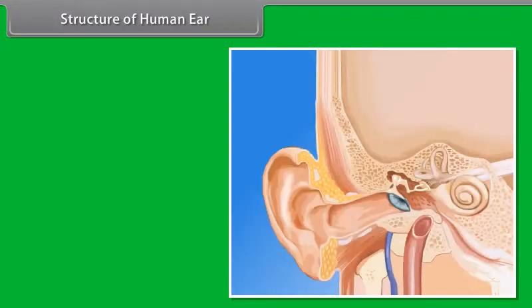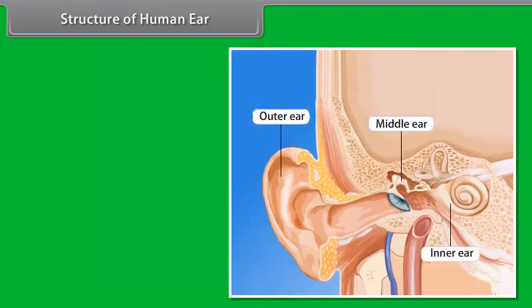Structure of the human ear. The ear consists of three basic parts: the outer ear, the middle ear, and the inner ear. Each part of the ear has a specific role in the task of detecting and interpreting sound.